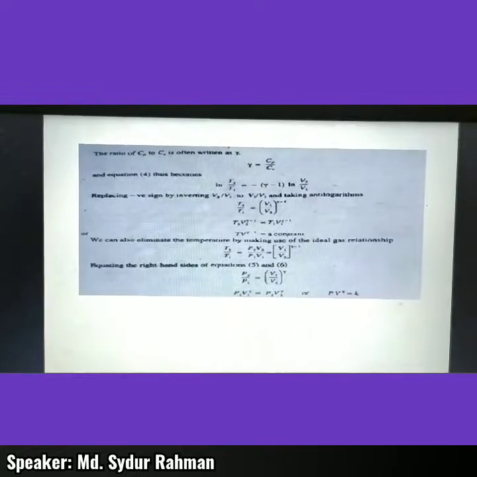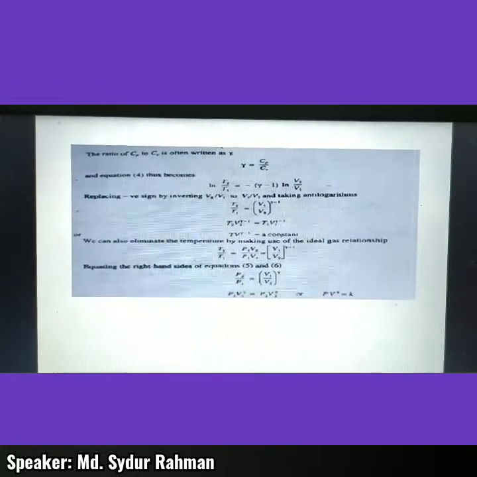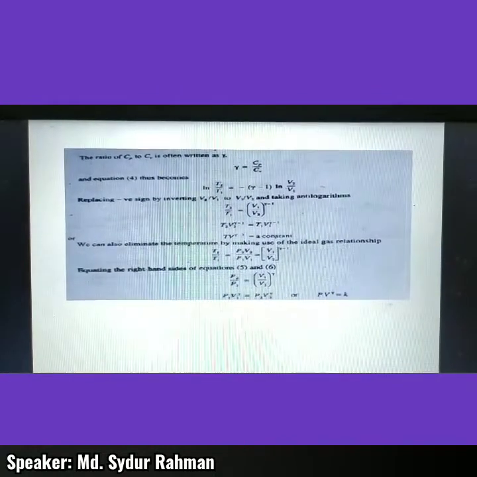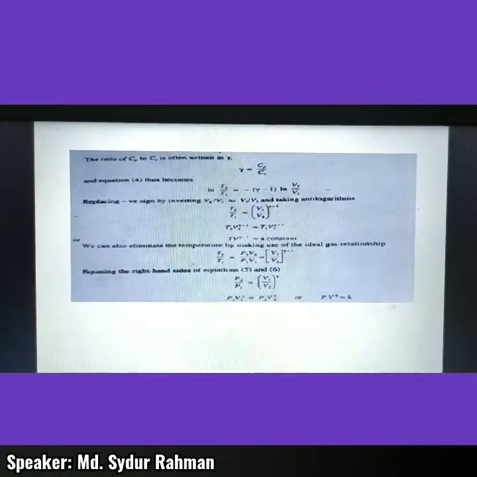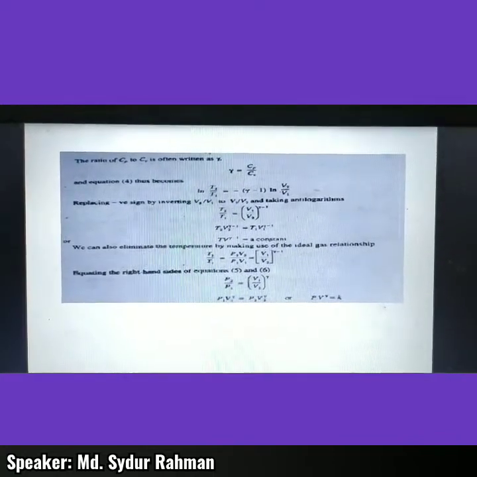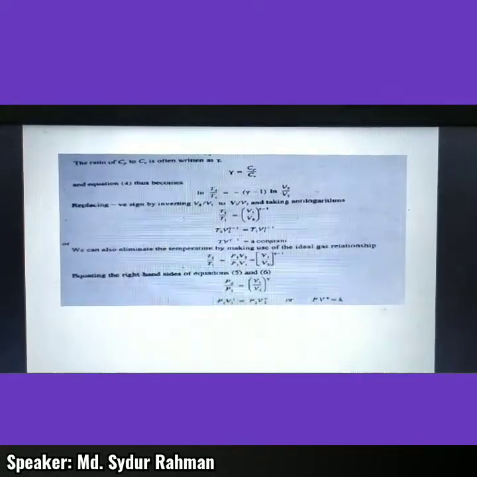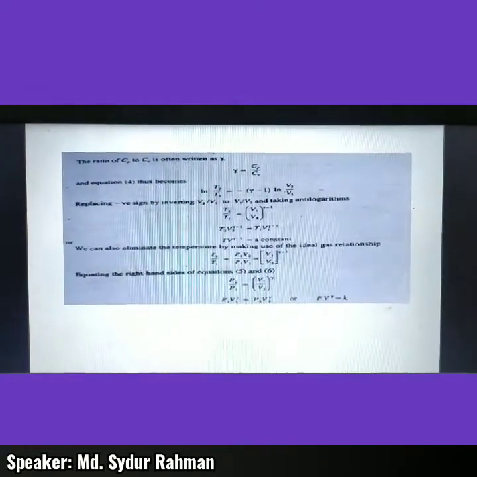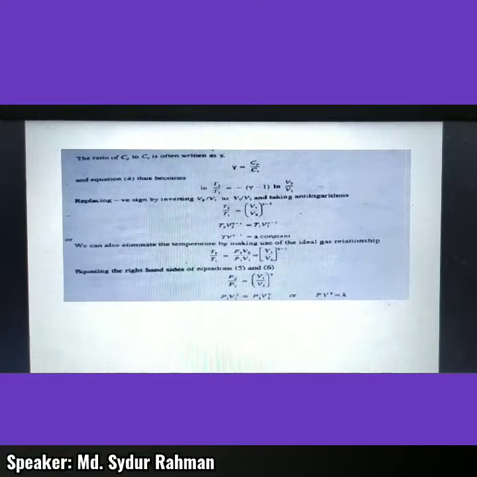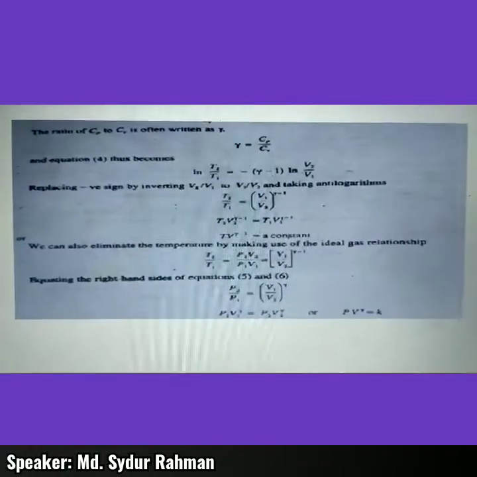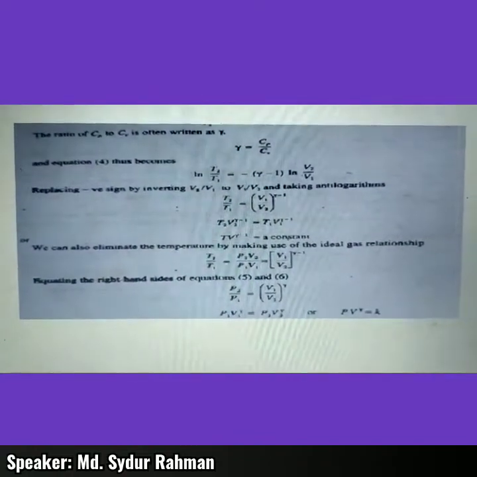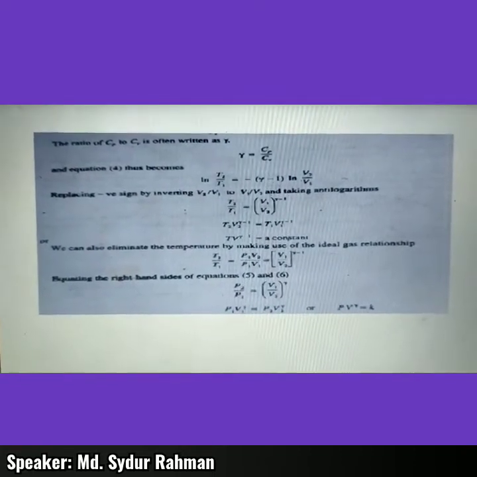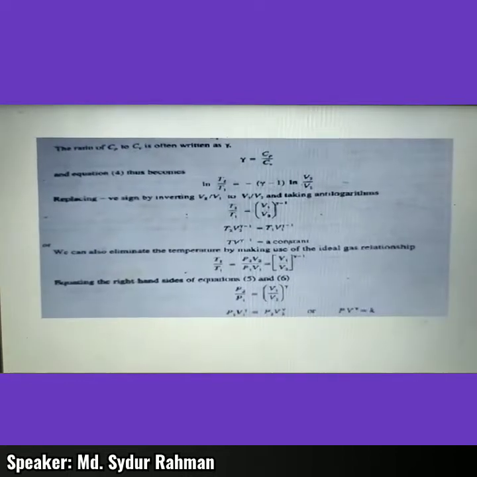By replacing the negative sign, inverting V2 by V1 to V1 by V2 and taking antilogarithms, we get T2 by T1 is equal to (V1 by V2) to the power gamma minus 1. That is, T2 V2 to the power gamma minus 1 is equal to T1 V1 to the power gamma minus 1 by cross multiplication. That is, TV to the power gamma minus 1 is equal to a constant.